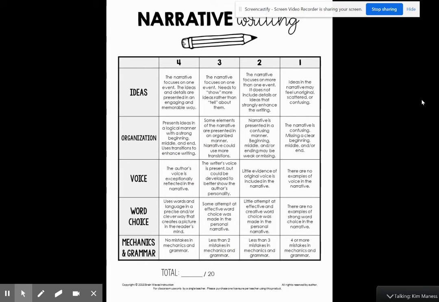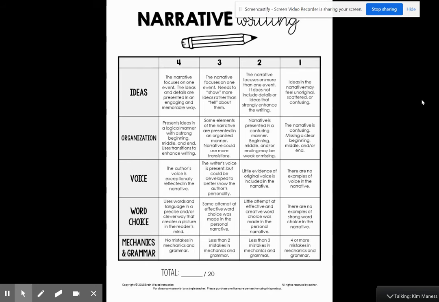So this right here is the rubric. This is what I'm going to be grading you guys on. So let's just focus on the 4s because that's what you should be aiming for. So 4 is the highest you can get. In ideas, the narrative focuses on one event. The ideas and details are presented in an engaging and memorable way.